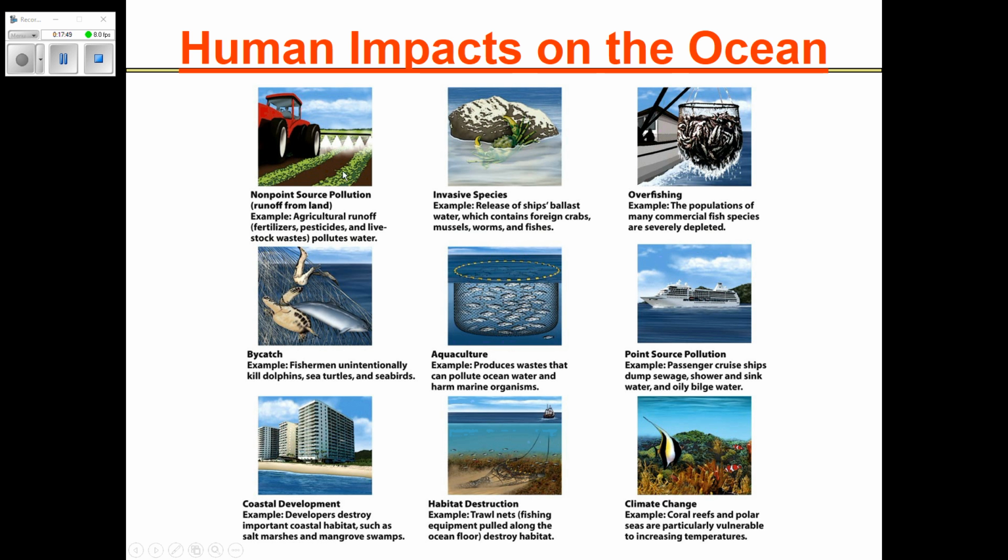And examples could be agricultural runoff for non-point, like fertilizers and pesticides. You really can't tell what farm is kind of producing that pollution, but it runs off into waterways and then can harm aquatic life. We did talk about invasive species already. We talked about the zebra mussel, so obviously this can outcompete the native mussel and cause economic damage.